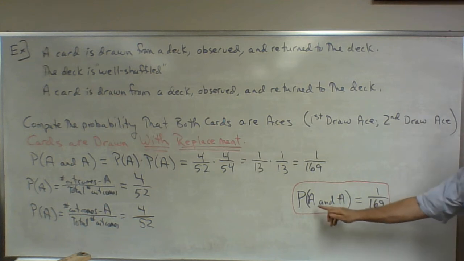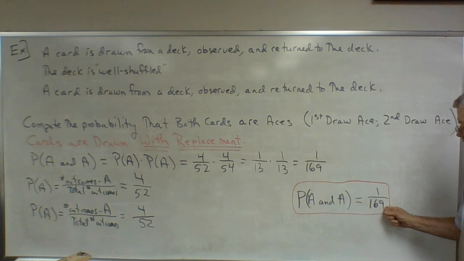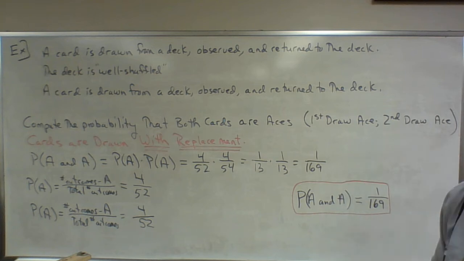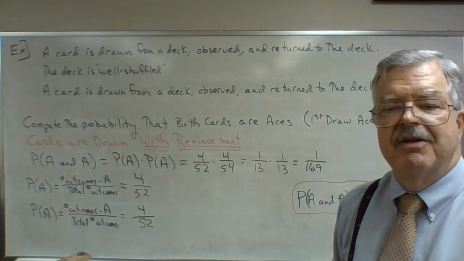The probability of getting an ace on the first draw and an ace on the second draw is 1 out of 169. Not very good. Now let's do this again, but with a little twist.